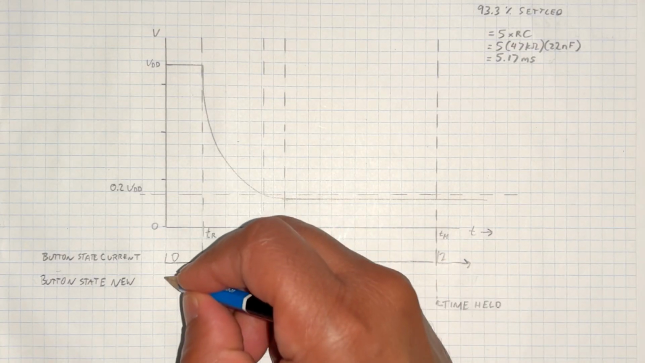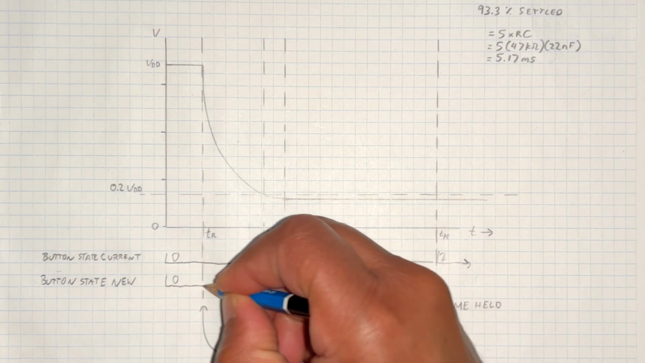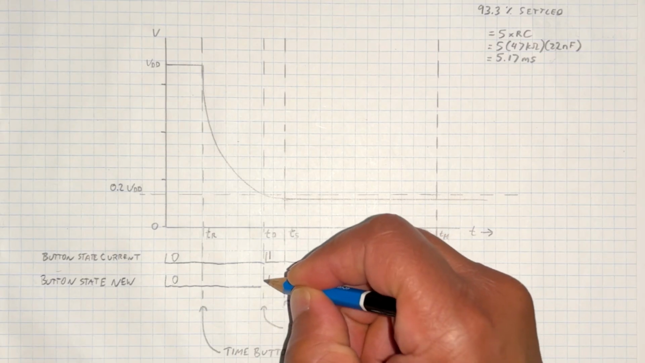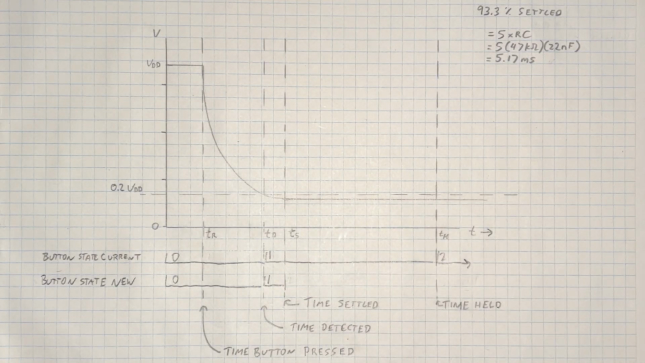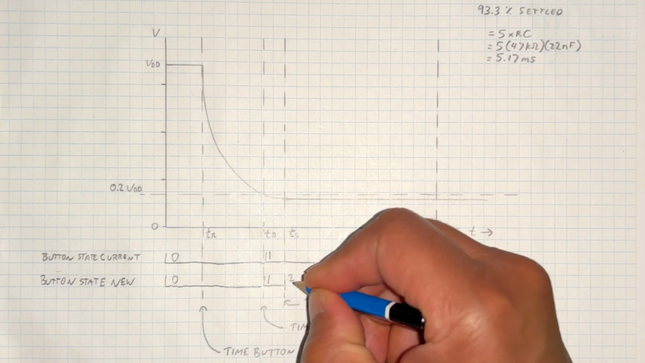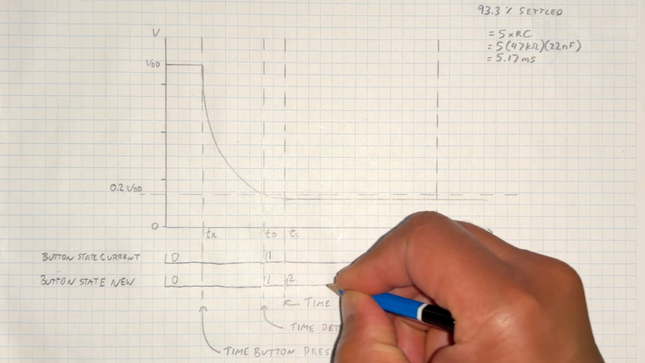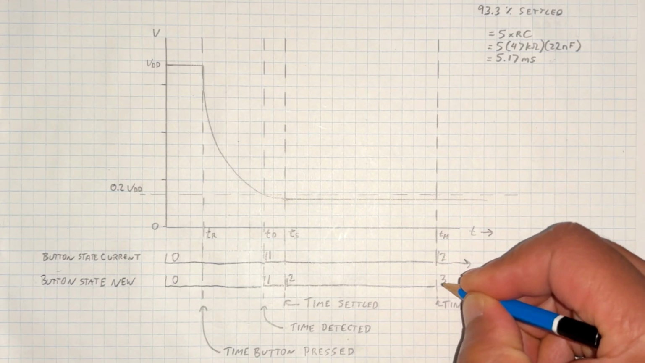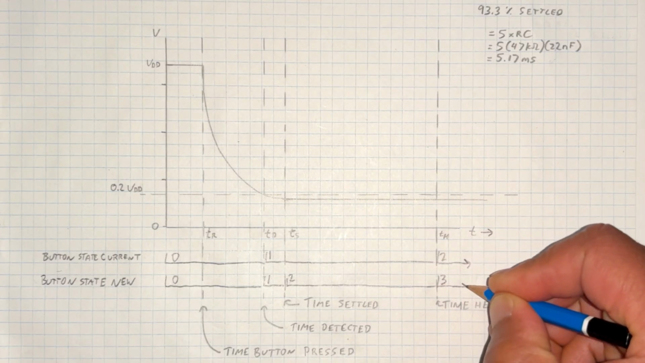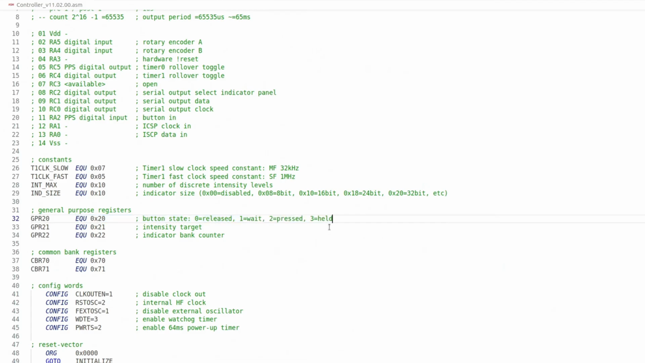So we need to insert another button state that allows us to wait until our signal is settled. So we still want button state 0 up until TD, at which point it'll transition to button state 1, which we're going to call wait. And then at TS, we want it to transition to button state 2, which will now become pressed. And then at TH, we will transition to button state 3, which is held. So let's make that change in the comment first.